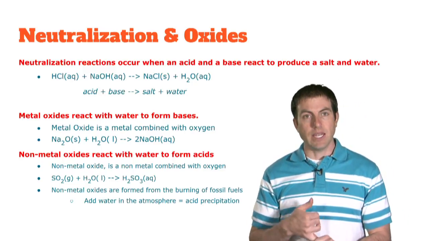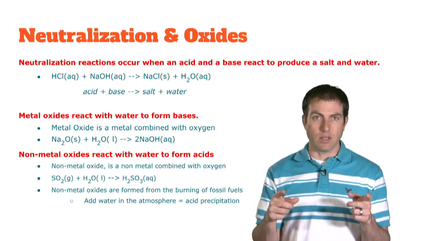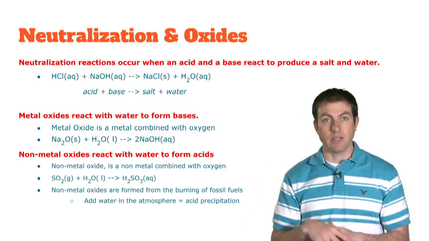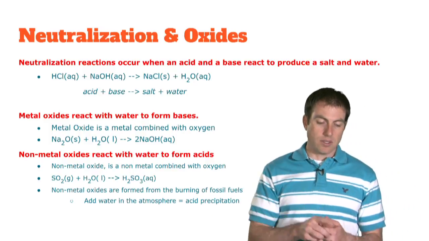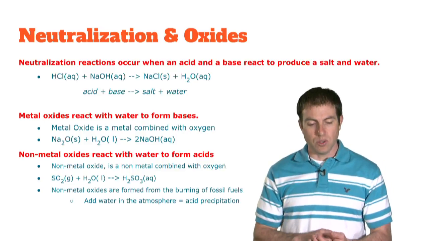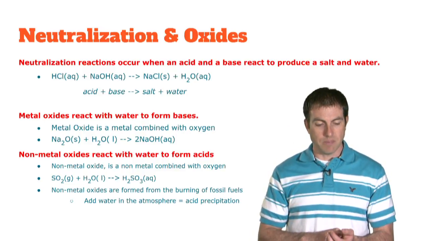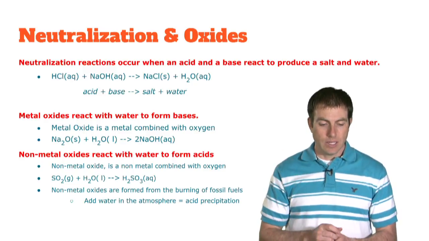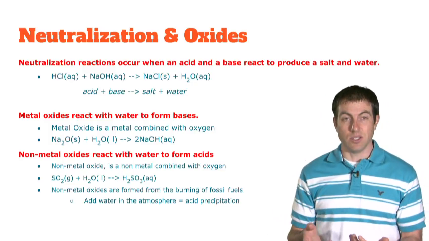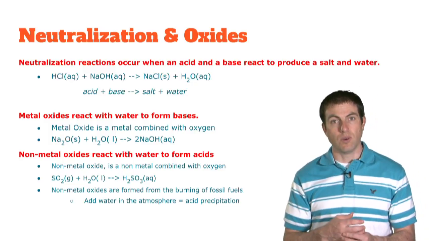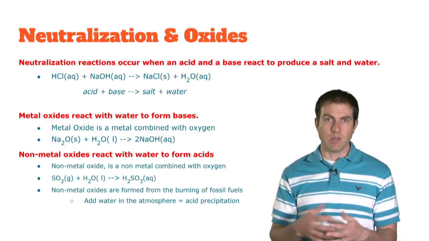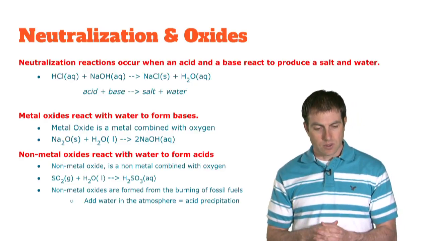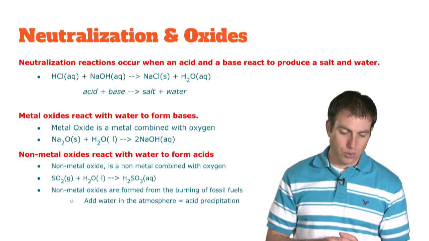So metal oxide. Anytime you mix a metal and an oxygen, you get a metal oxide. Makes sense. Non-metal oxide is a non-metal and oxygen. That hopefully makes sense as well. Anytime you mix a metal oxide and water, you end up with a base. So essentially the water breaks down and you get an OH from the water, and it combines with the metal and you get a base. The opposite's true for non-metal oxides. If you have a non-metal oxide, you mix it with some water, you end up with an acid, and then you get acid rain. So these are two reactions that occur.